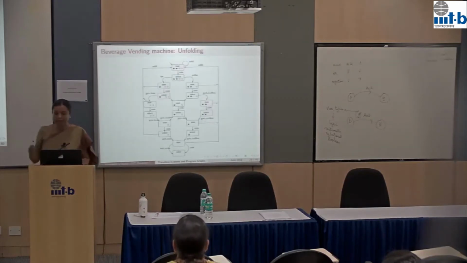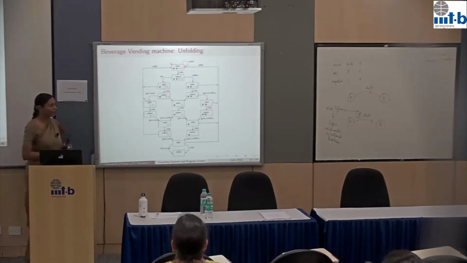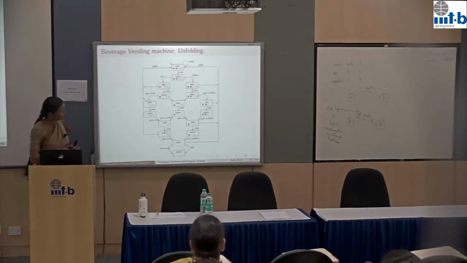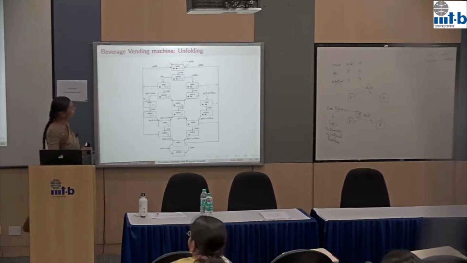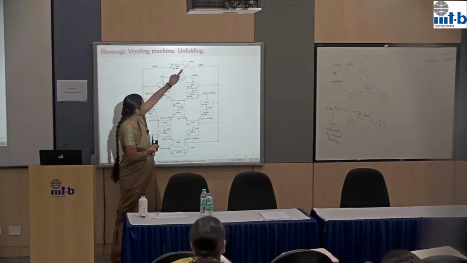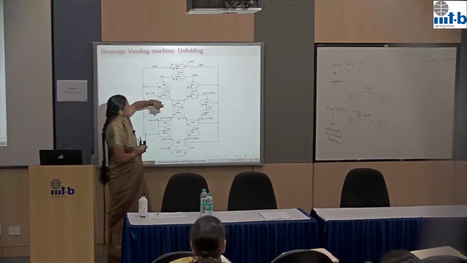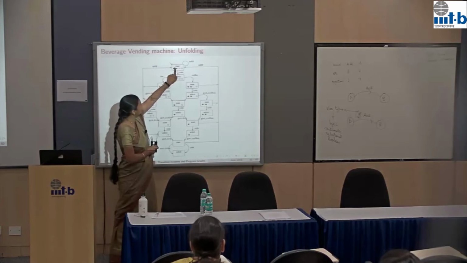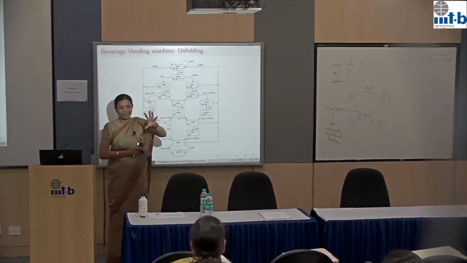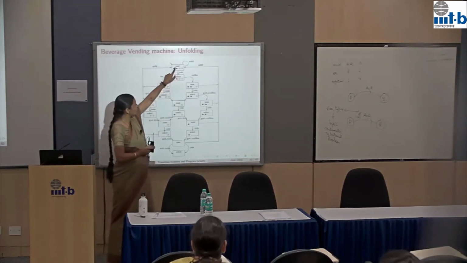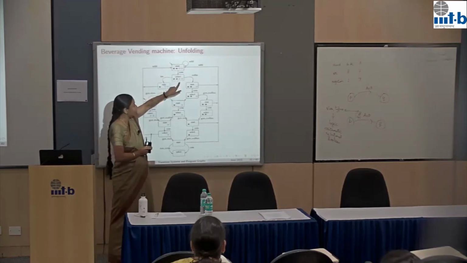So here is an unfolding of the beverage vending machine. I hope you can read it, so I'll help you read it. If you look at this rounded rectangular entity, on top there is a label which talks about the state. This label says start, the machine starts. Then this label says select coffee or tea.